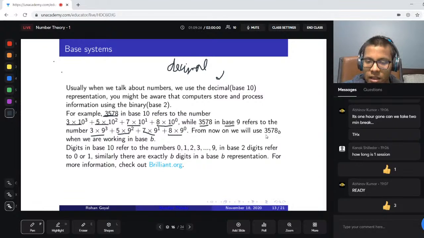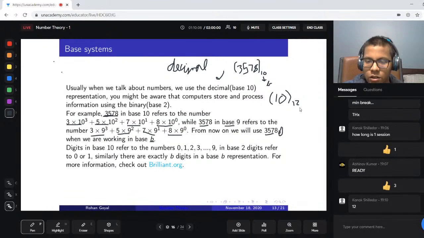This way, we refer to it as 3578 subscript b when we are writing it in base b. So you write the base here. Because we default to base 10, we don't mention the number. Otherwise, you can write it as 3578 in base 10, or whatever base you're working with, you can replace it. Similarly, I'll ask this question: what's 10 in base 12? Can you just type in the chat?